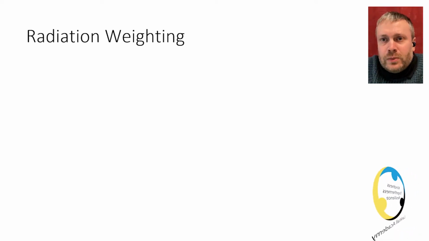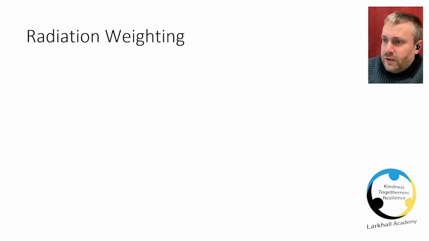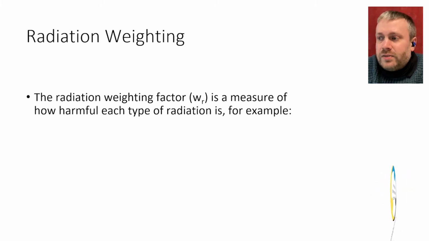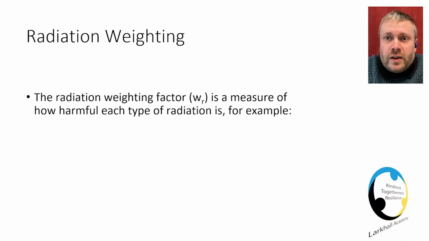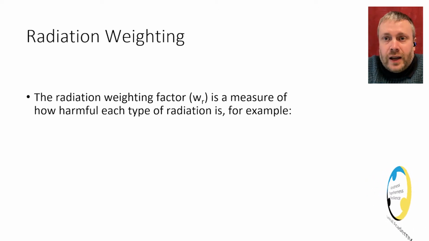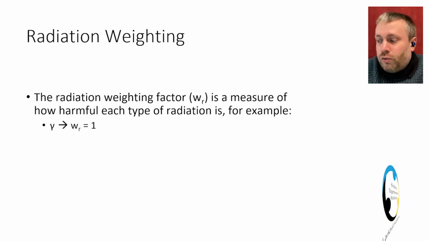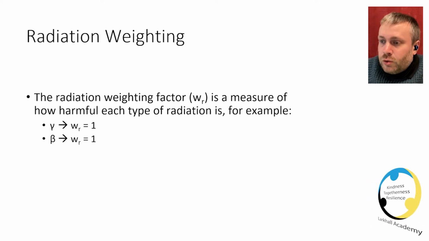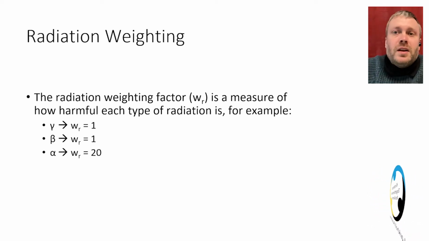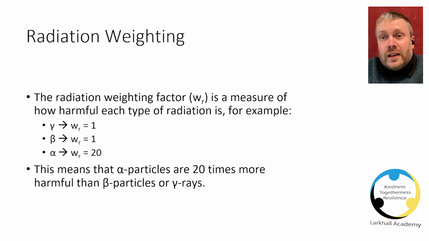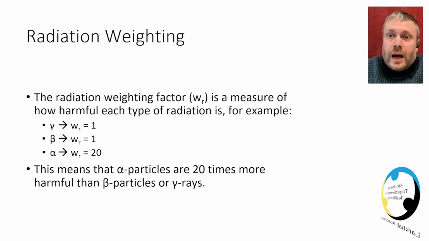Radiation weighting, and this is how we differentiate between different types of radiation. So we have different radiation weighting factors, and we'll assign these to different types of radiation depending on how harmful they are. So if a type of radiation is more harmful, it'll tend to have a higher radiation weighting factor. For example, gamma here has a radiation weighting factor of 1. We have beta, which also has a radiation weighting factor of 1. However, we've got alpha, which has a radiation weighting factor of 20. Now, what does that mean? Well, basically what that means is that alpha particles are 20 times more harmful than beta particles or gamma rays.